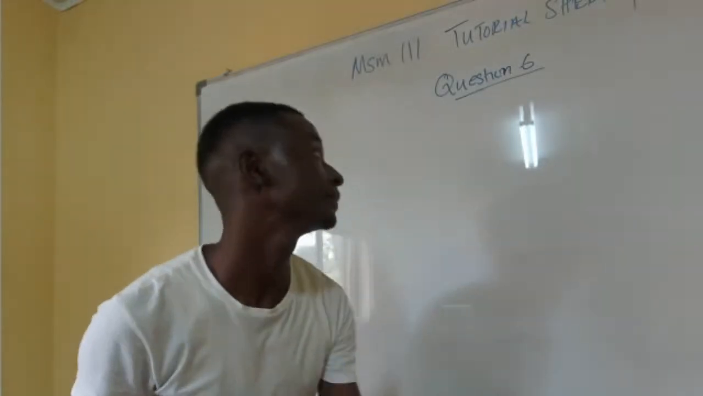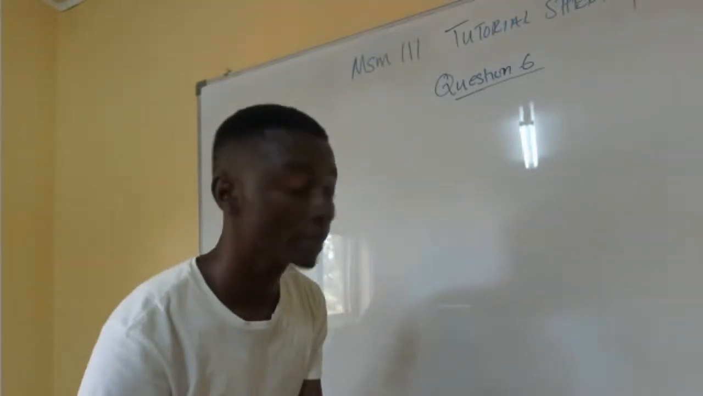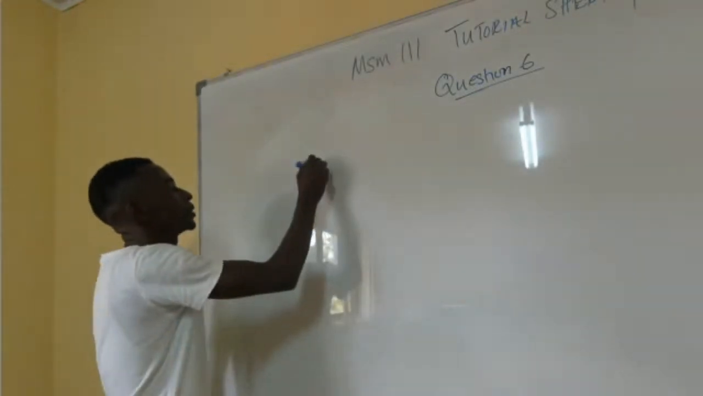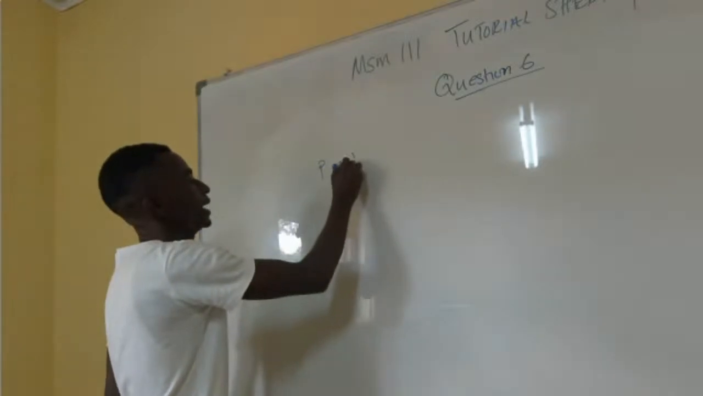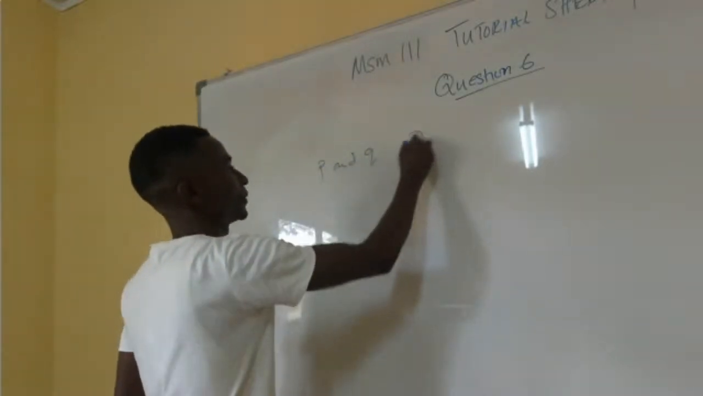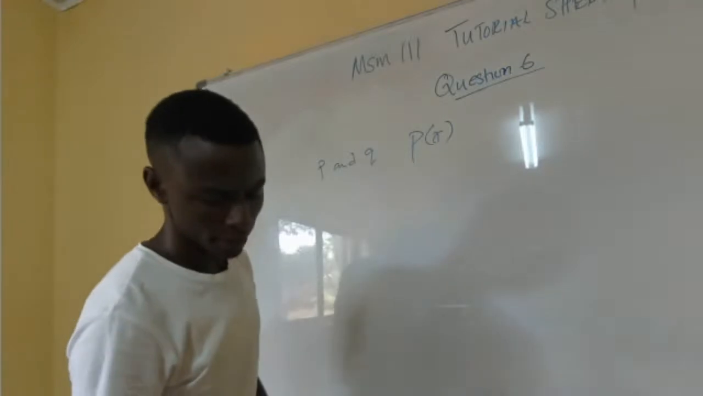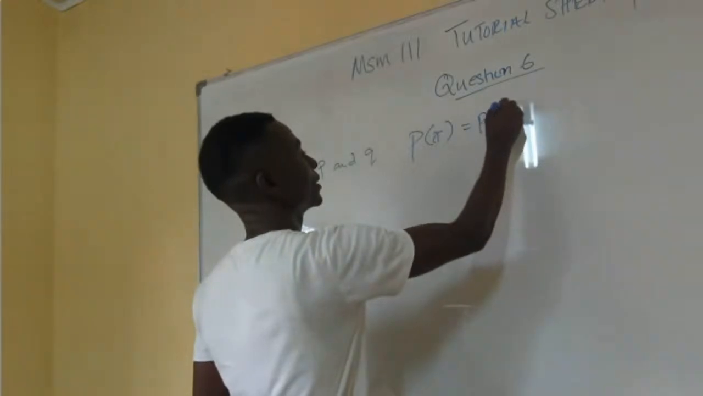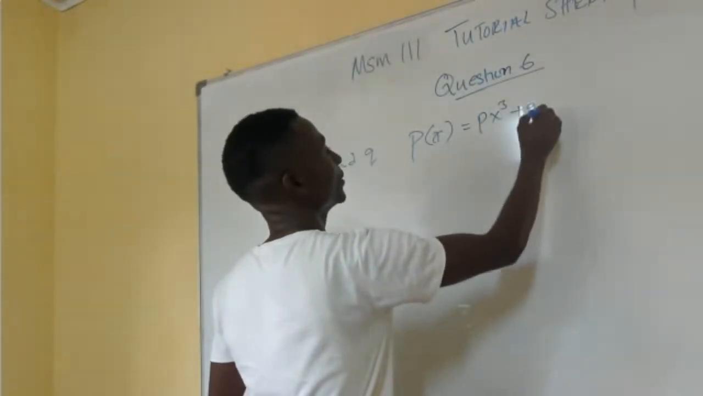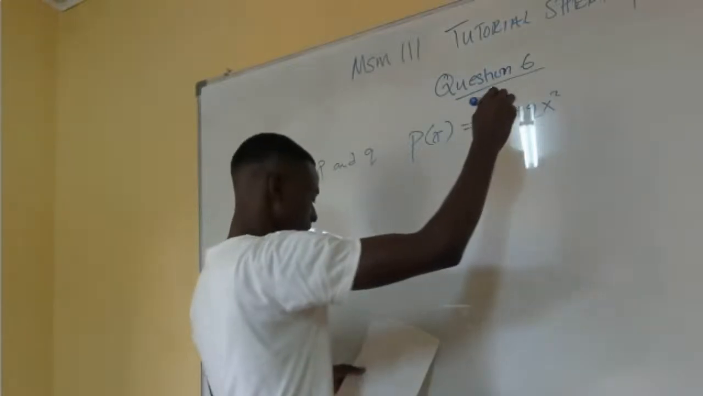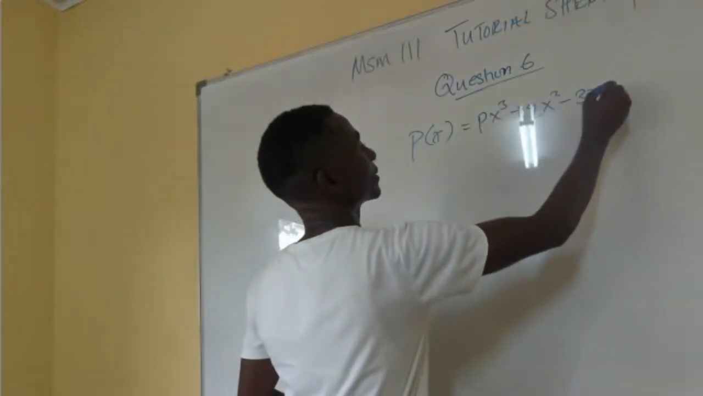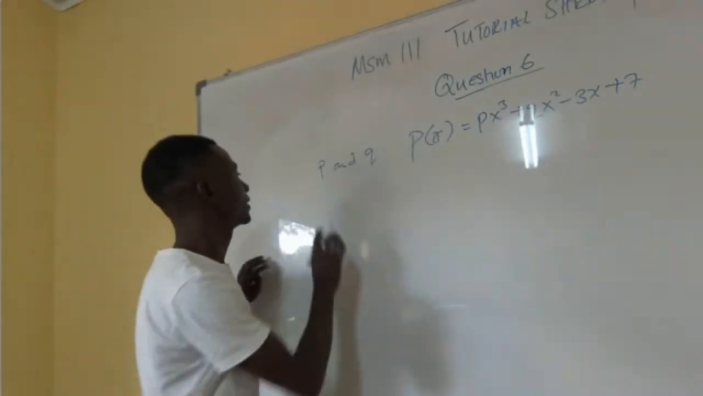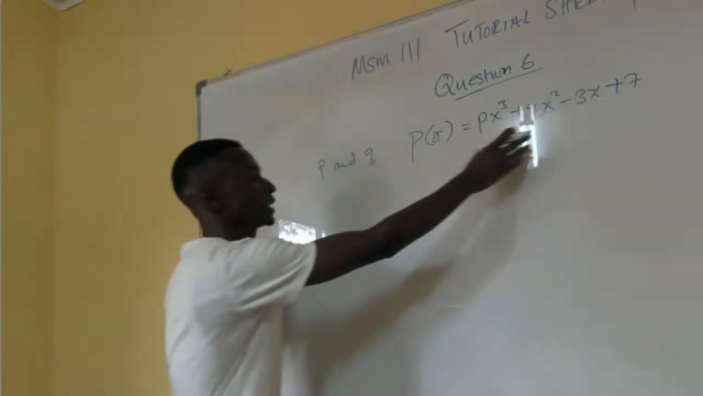So for question 6, we want to find the values of p and q, given this polynomial p(x) equal to px to the power 3 plus qx squared minus 3x plus 7. So we want to find the values of p and q given that polynomial.